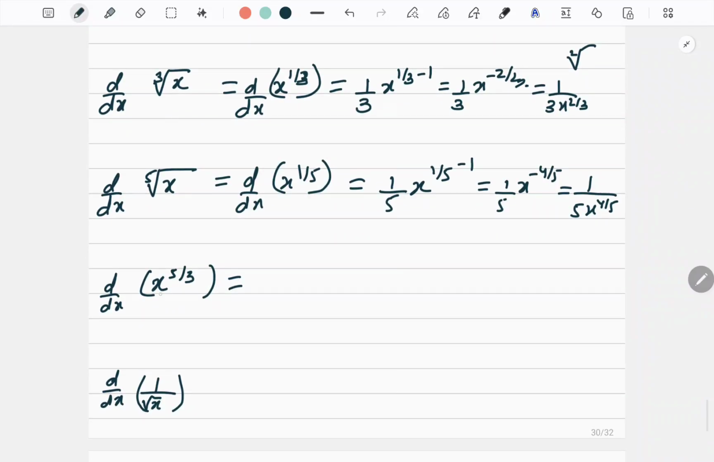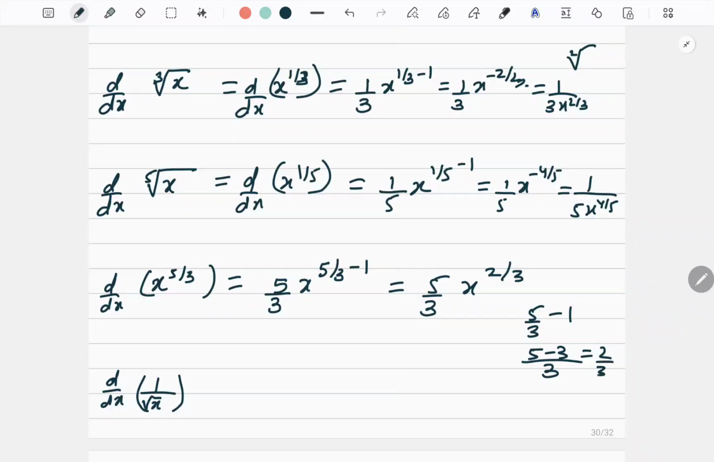Right? Now if you have d by dx of x to the power 5 by 3, what will you do? 5 by 3 will come in front, x to the power 5 by 3 minus 1. So 5 by 3 x to the power 2 by 3, because when you do 5 by 3 minus 1, the LCM will be 3. So 5 minus 3 is equal to 2 by 3.